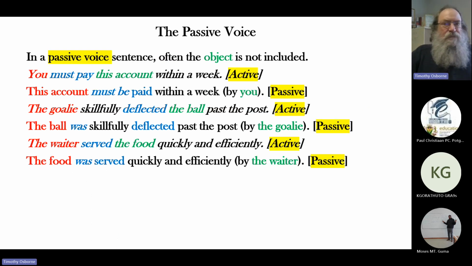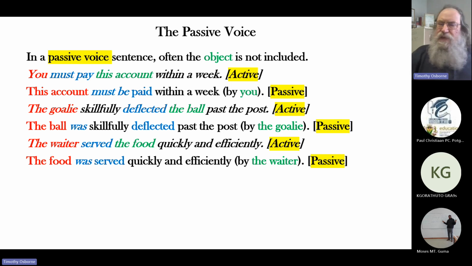Then some notes here. In a passive voice sentence, it says here, often the object is not included. This is because it's simply not necessary. Let's take a look at 3 examples of this.